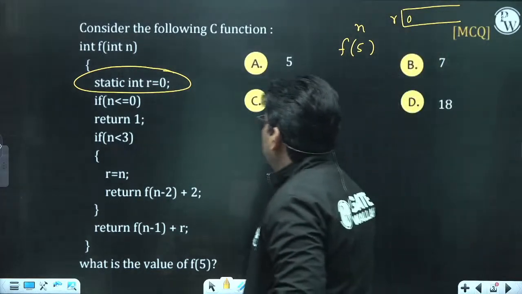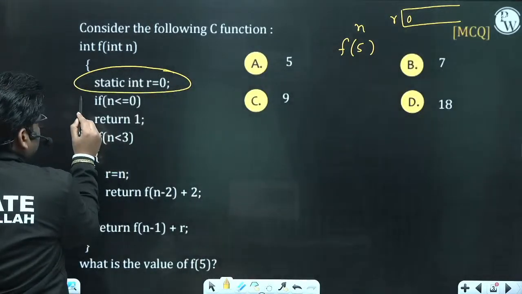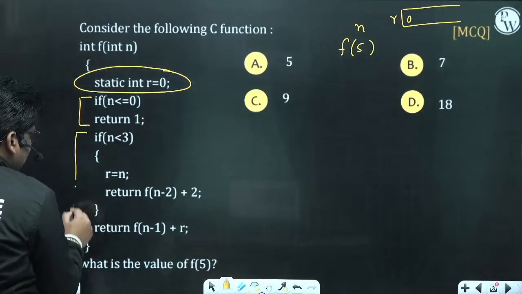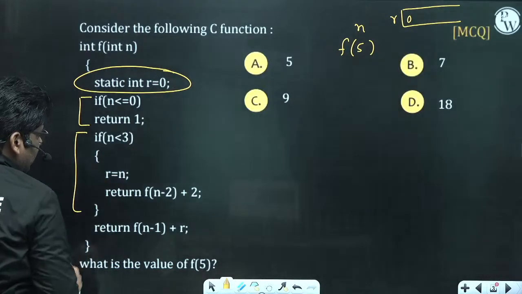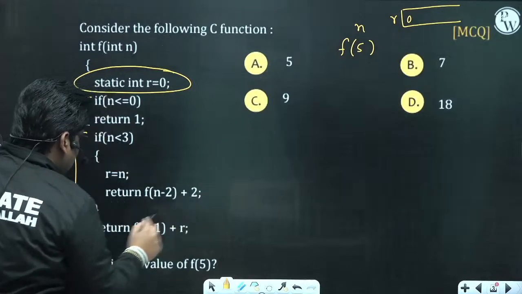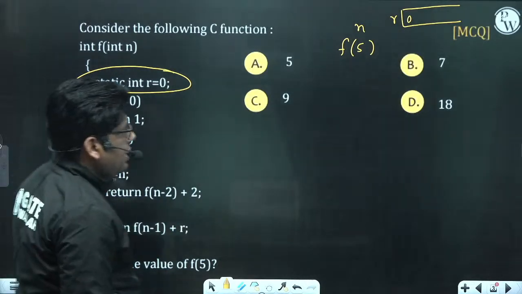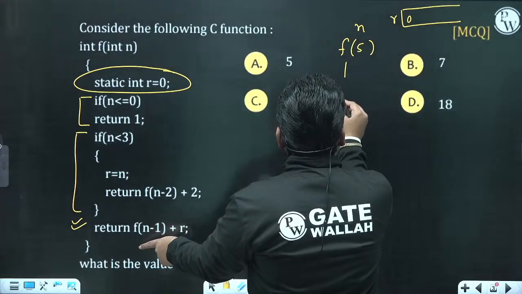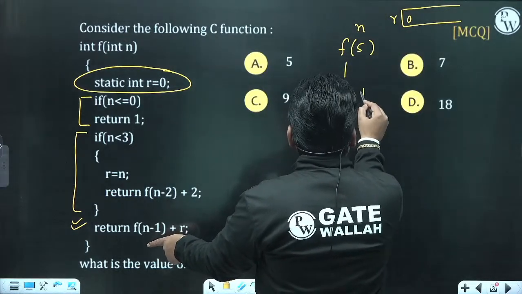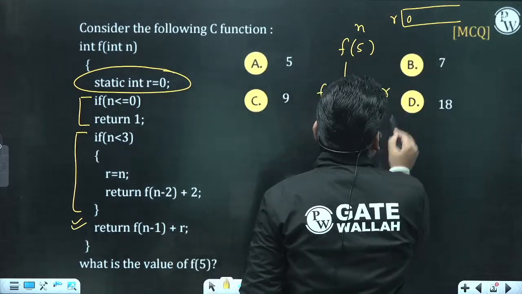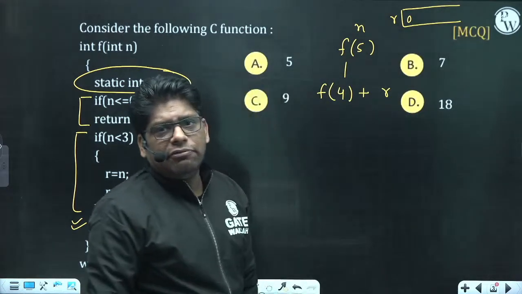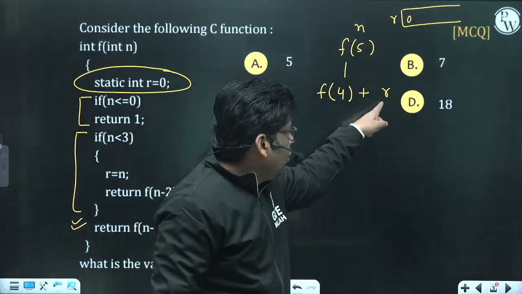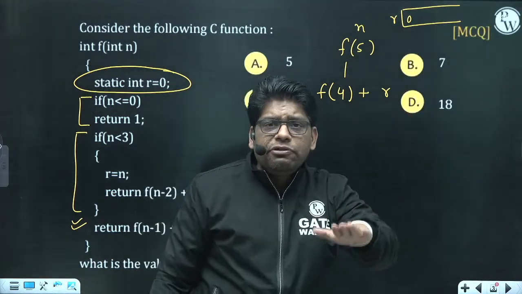Done, sir. When f of 5 is being called, see, this is the base case whenever n is less than or equal to 0. This is a second case when n is less than 3. That means for n is equal to 5, this will execute. So we are saying for n is equal to 5, the value would be whatever be the value of f of 4 plus r. See, I am not writing over here the value of a static variable.